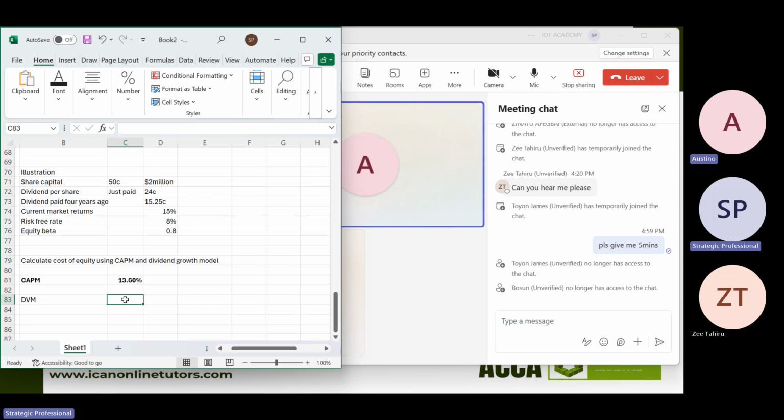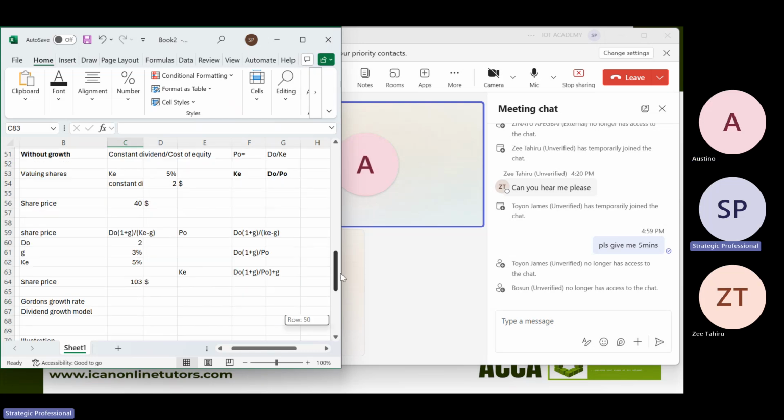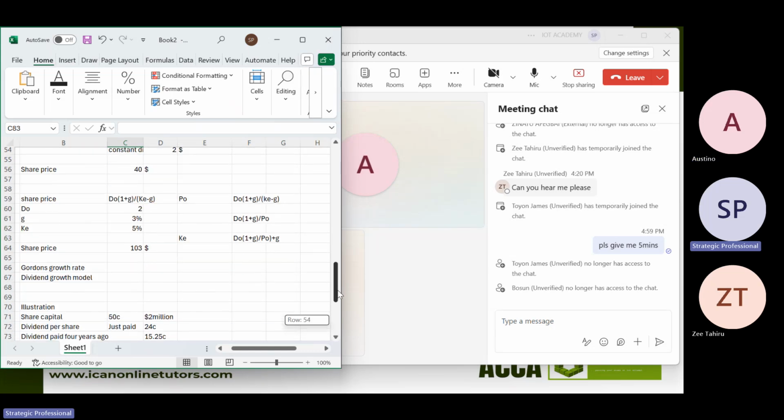So for the DVM, to calculate the cost of equity, what do we need to do first? We need to get the growth, right? There are two things we need. We need to get the growth. And how do we get the growth?